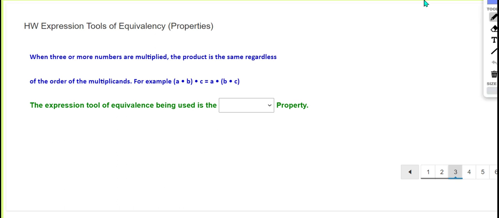Number three, as long as it is all multiplication or all addition, how you group the terms does not matter. It's still going to show equivalency. Grouping has to do with association. So if you group B and C and then add that to A, or if you add A and B and then add C, that does not change the value. It's still going to give you the equivalent result. And that is the associative property.